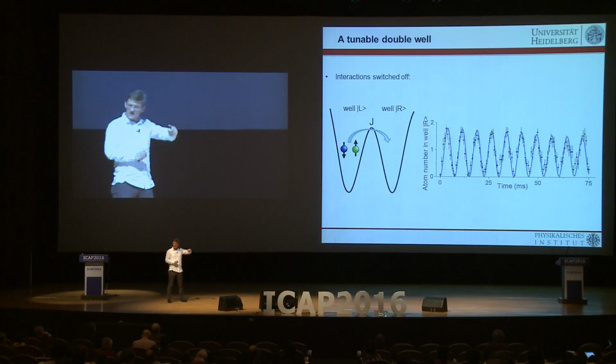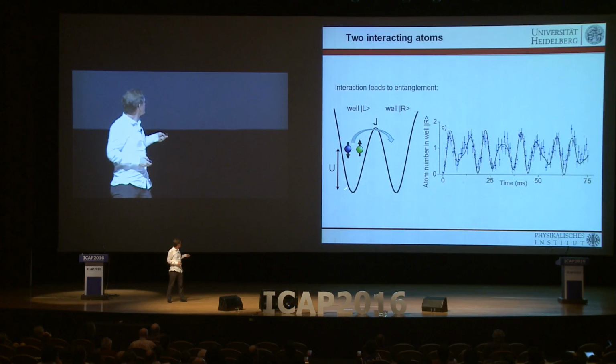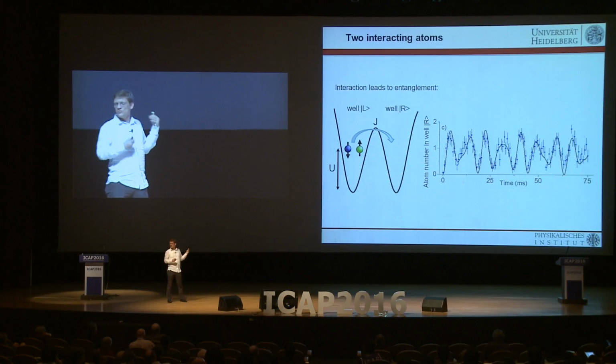Yeah? Now we can dial in some arbitrary interactions, and I just want to give you a very simple example to show you how well we can control the situation. If we put in a little bit of repulsion into the system, then these simple Rabi oscillations look completely different.